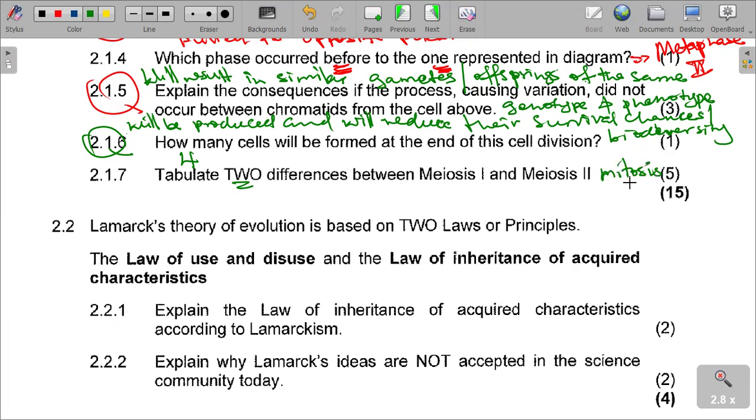This is one and the same thing. To say tabulate the difference between meiosis and mitosis, that is what the question is sometimes basically saying. So what we need to understand is that I can just try to make these answers fit here. I can say meiosis 1 this side, and then I will say meiosis 2 this side.